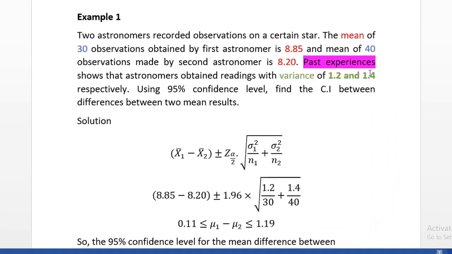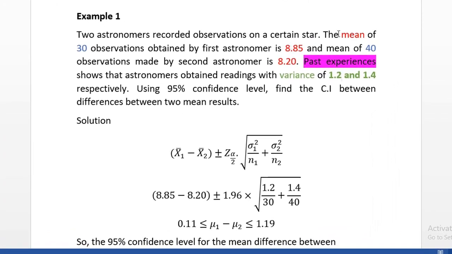Here I have highlighted with different colors: mean with red, variances with green, and sample sizes with blue. The mean of 30 observations, what is 30? 30 is our sample size. As we are talking about two astronomers recording observations on a certain star, the 30 observations from the first astronomer will be our N1.